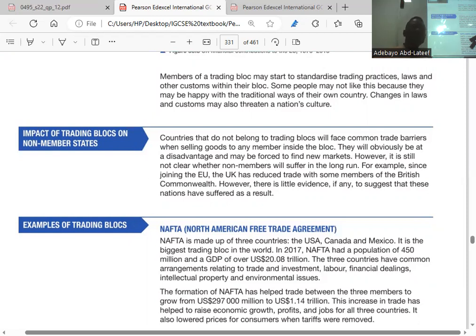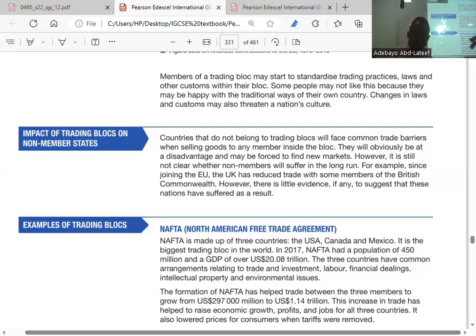So the impact of trading blocs on non-members is this. For non-members, they won't have the opportunity to buy goods or services from the trading bloc. That means there are trade barriers for them. So there's restriction for them. That is the impact on non-members. Because you are a non-member, you don't have the same opportunity as those that are within the trading bloc have. Is it clear?